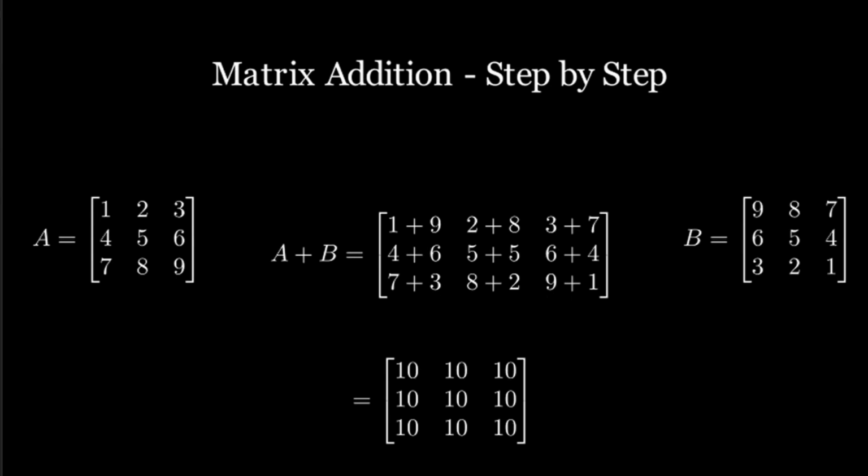To begin with, if you want to add two matrices, they must have the same dimensions, that is, the same number of rows and columns. If the dimensions don't match, matrix addition is not possible. As you can see on the screen, each element from one matrix is added to the corresponding element in the same position of the other matrix. That means index ij in matrix A is added to index ij in matrix B.